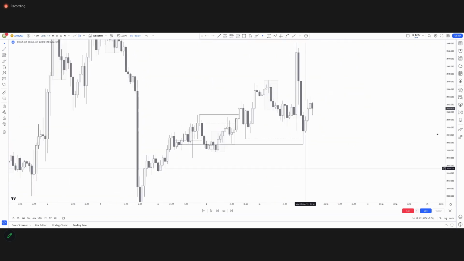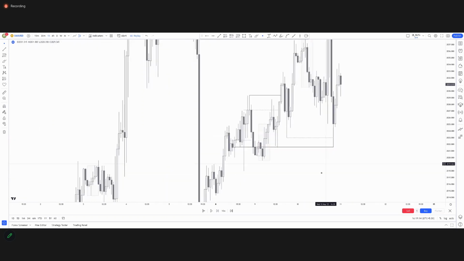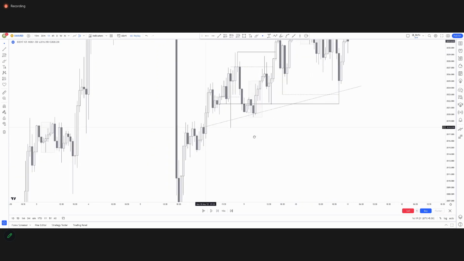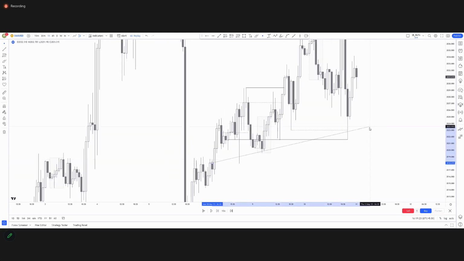So this is a very bad example because price is so messed up. So I can't give you a good example here. I will show you nice examples, don't worry. But this is the trade that I've taken. It's a trade that I've taken. I will show you nice trend lines.